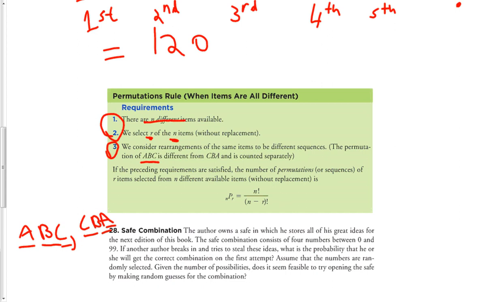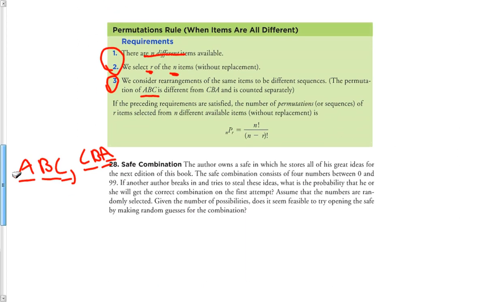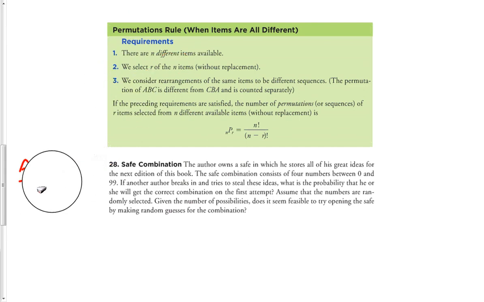So we use a permutation rule when the order does matter, and we use a combination rule when the order, sorry, I'm saying that backwards. We use the combination rule when the order does not matter, but the permutation rule we use when the order does matter. The order matters because ABC and CBA are not the same sequence.